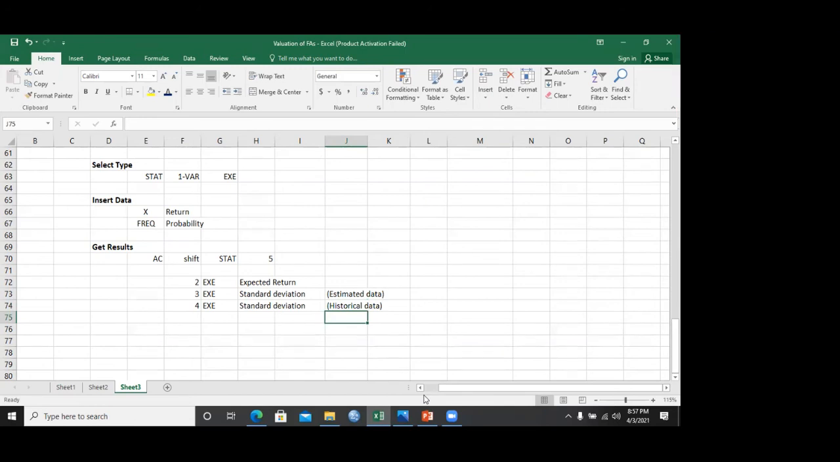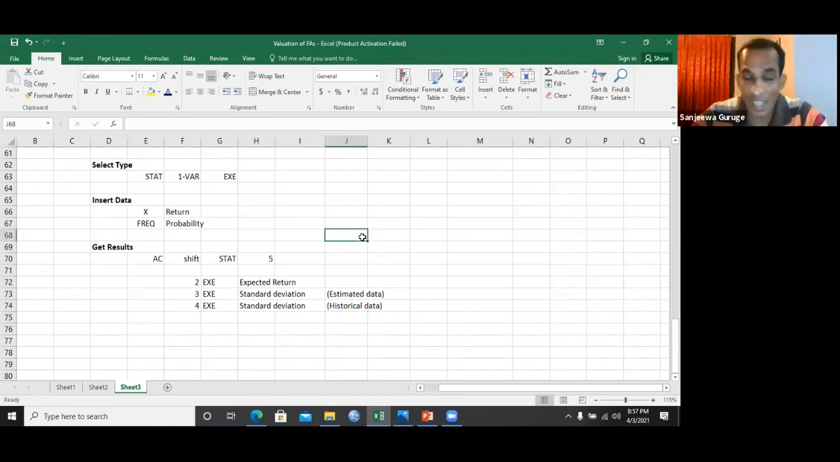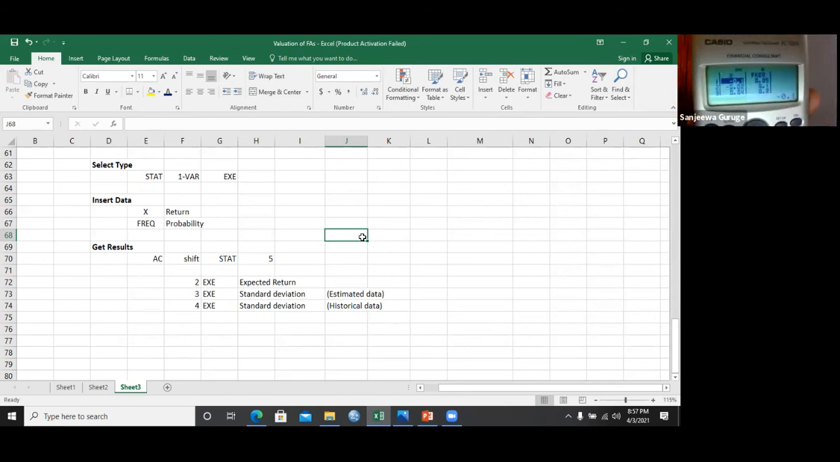But when we use historical data, we won't put in a probability, will we? Exactly. That's the other important point. When you insert data and use historical data, there are no probabilities. That means you don't need to fill this frequency column. When you insert returns, the frequency column automatically includes 1.